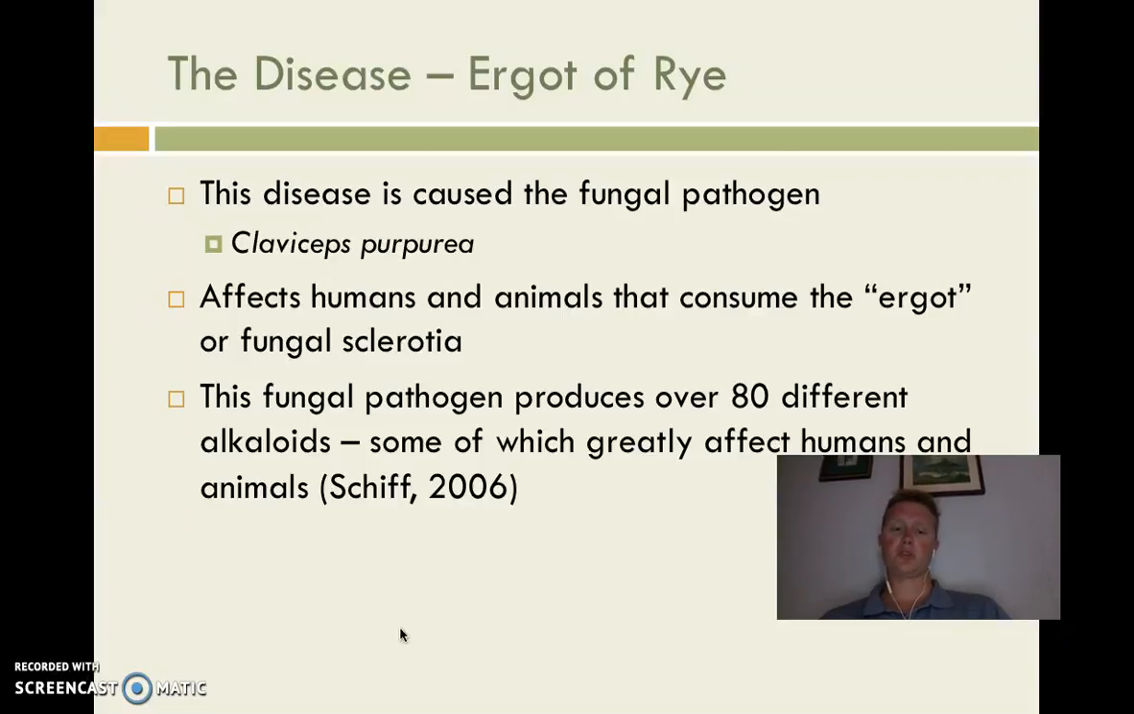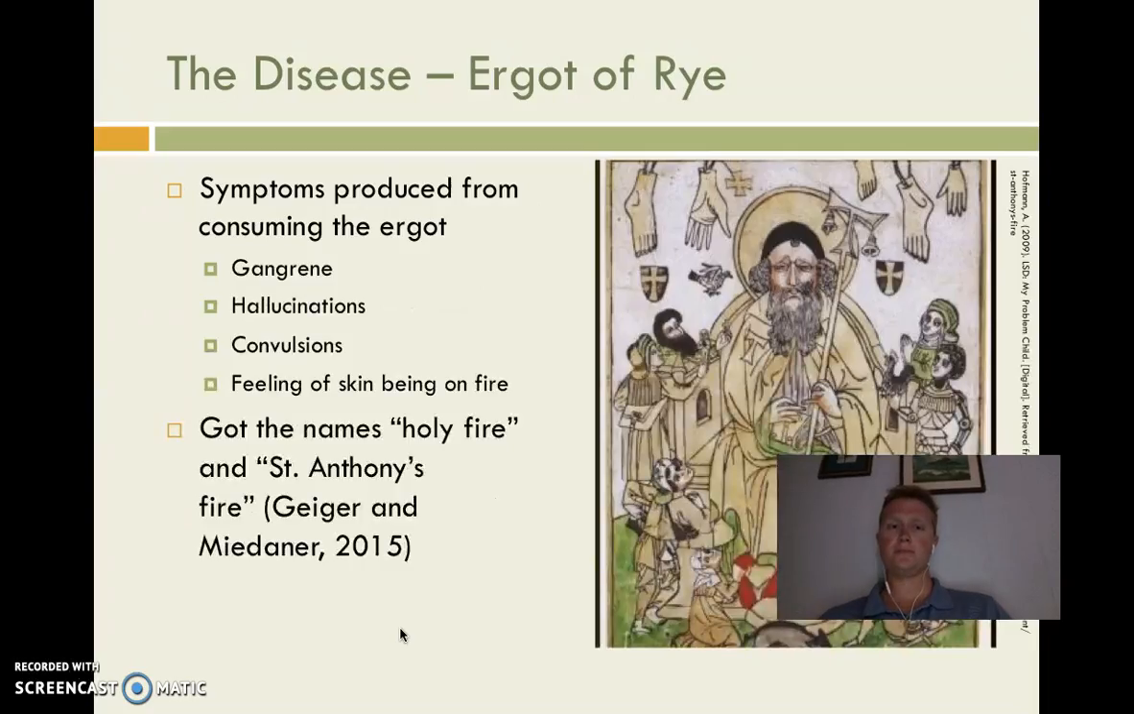And this pathogen produces over 80 different types of alkaloids, which affect both animals and humans. So the disease has very characteristic symptoms that go with it, and depending on which type of alkaloids, the symptoms vary. One of the main symptoms for a specific alkaloid is gangrene, and that is the loss of hands and feet due to the restriction of blood vessels in these extremities.